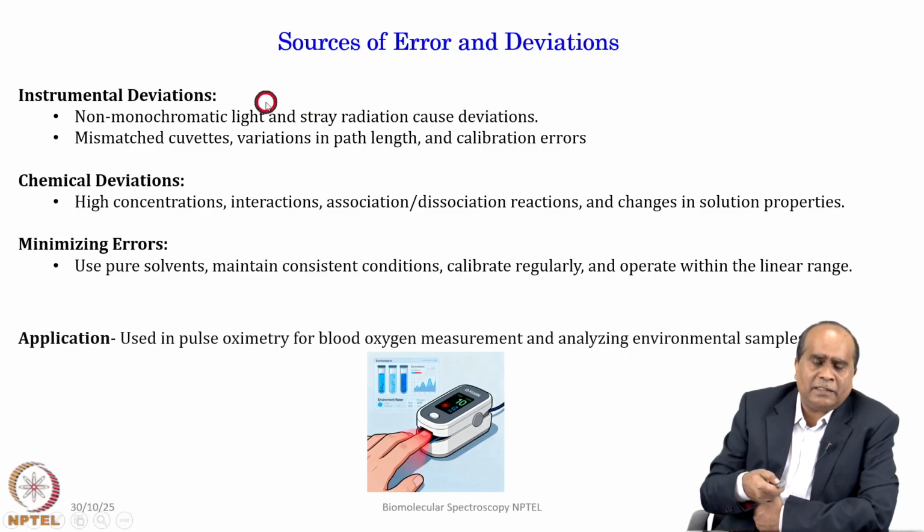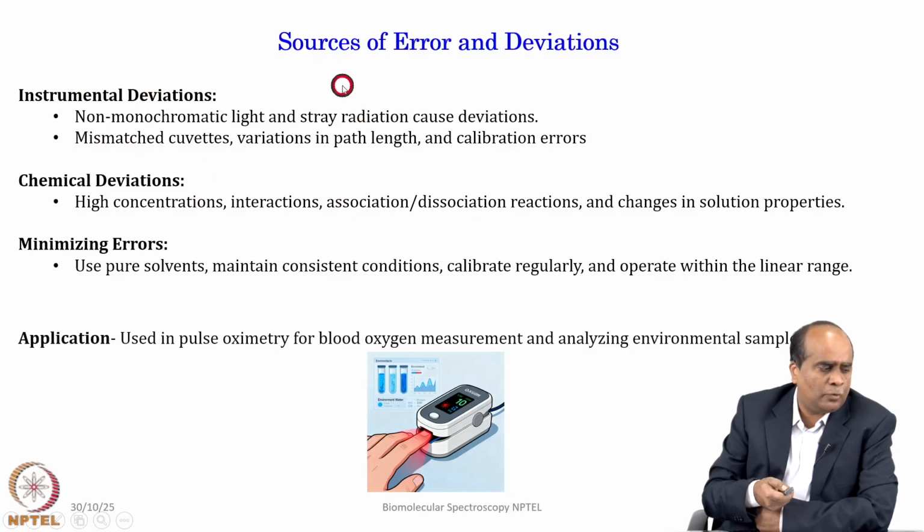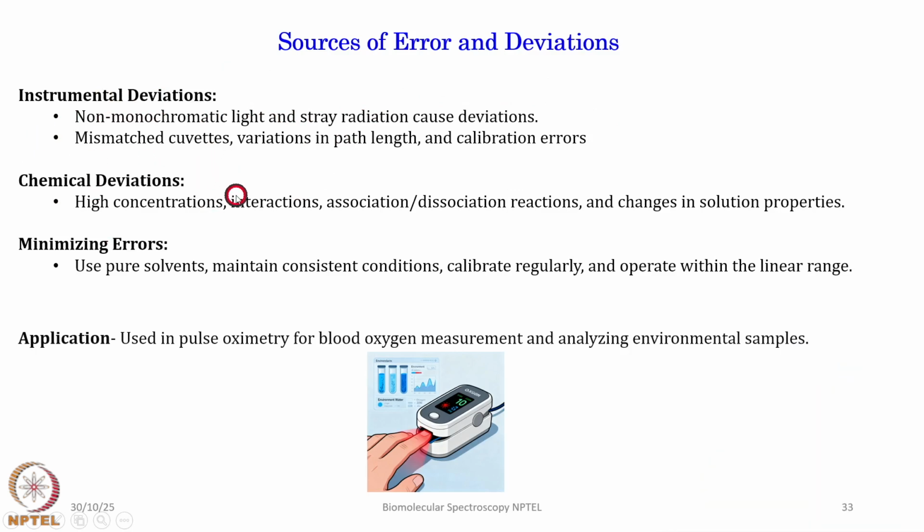Now, sources of error and deviation. If we are doing this experiment, first we need to know where we can make mistakes. So, instrument deviation: non-monochromatic light or stray radiation can cause deviation. So, one has to see that our light is monochromatic and there is no stray radiation that causes the deviation. We have to have the cuvette very well aligned, it should not be mismatched, the variation in path length should not happen, and then the instrument has to be calibrated well, right. So, whatever we measure is accurate; that is a calibration error, and it has to be done very well.